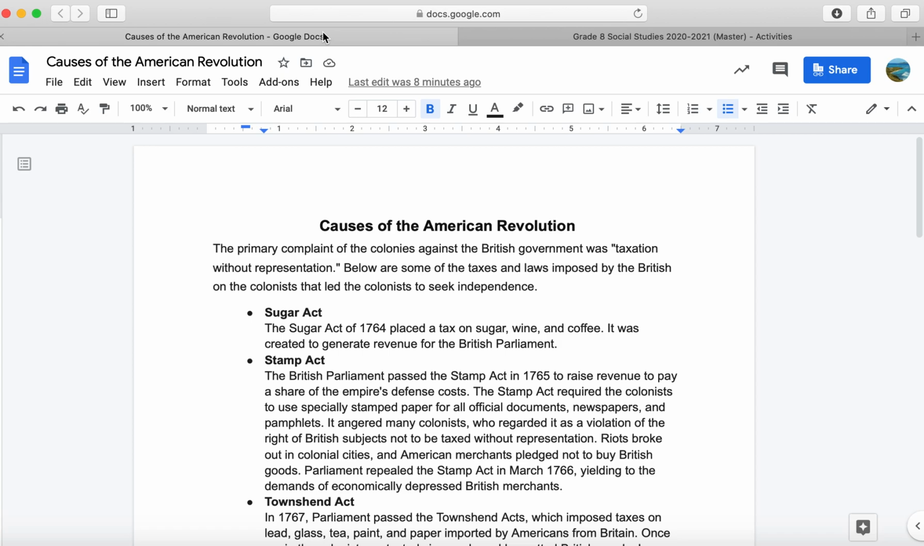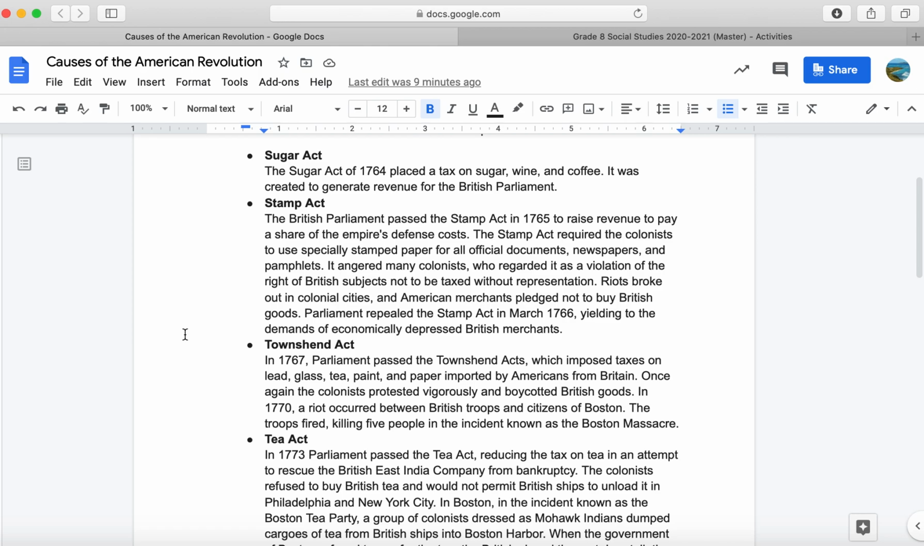Remember that the colonies were denied representation in Parliament. Any laws passed by the British during this time were passed without the governing consent of the colonists living in North America. Below are some of the taxes and laws imposed by the British on the colonists that led the colonists to seek independence.